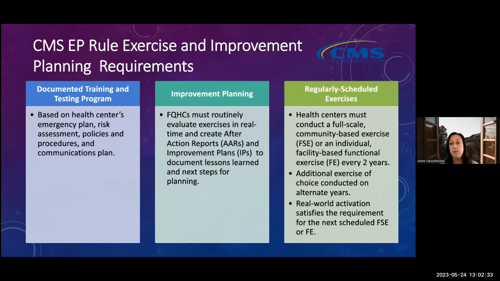Health centers must conduct a full-scale, community-based exercise or an individual facility-based functional exercise every 2 years. You can do an additional exercise of your choice on the alternate years. That would be something like a tabletop or even a drill. And then, of course, if you have a real-world activation of your emergency operations plan, that satisfies the requirement for your next scheduled full-scale or functional exercise. Next slide, please.